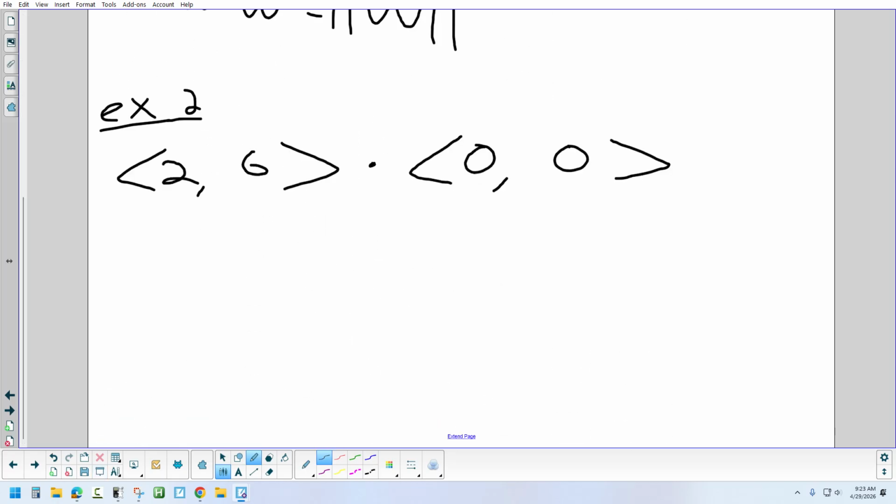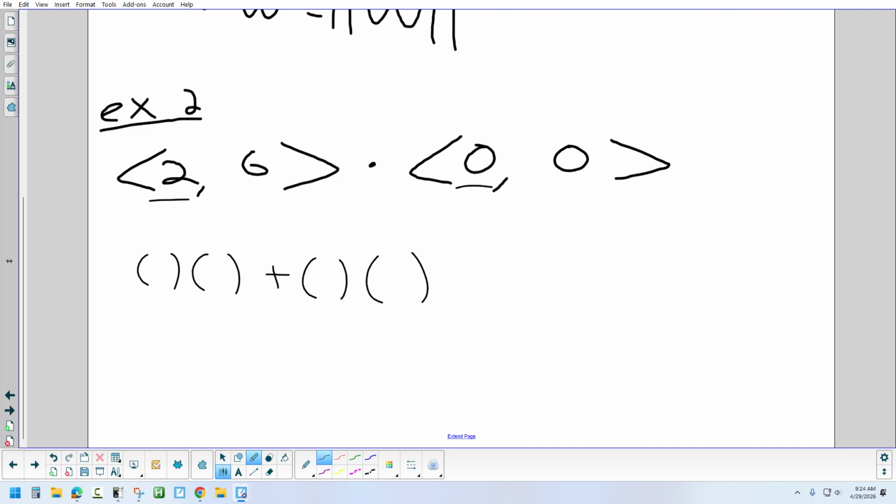Let's look at this one. So 2, 6, and 0, 0. So I've written the vectors a little bit differently. I'm not using the I and J this time, but we still do it the same way. Okay, so how about Jaden? What are going to be the first 2 numbers we multiply together? To do our dot product here, what are the first 2 numbers we multiply together? 2 and 0.